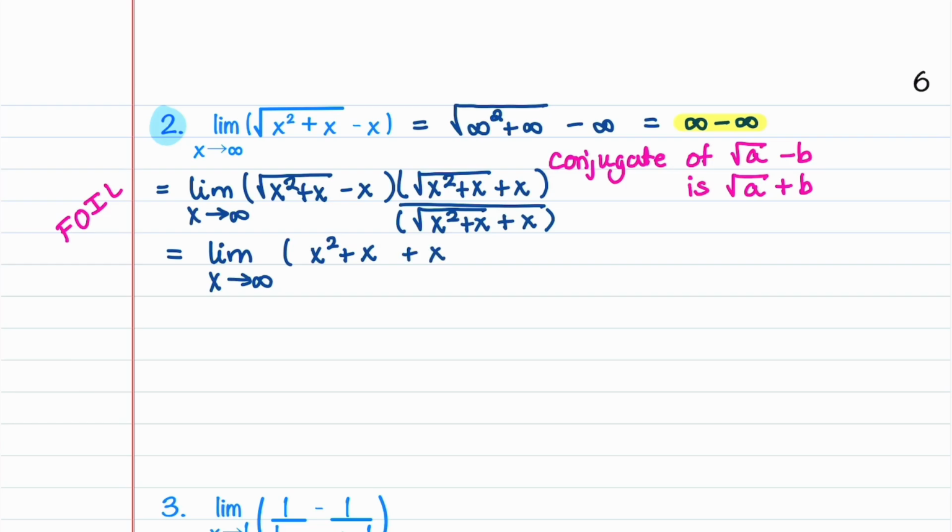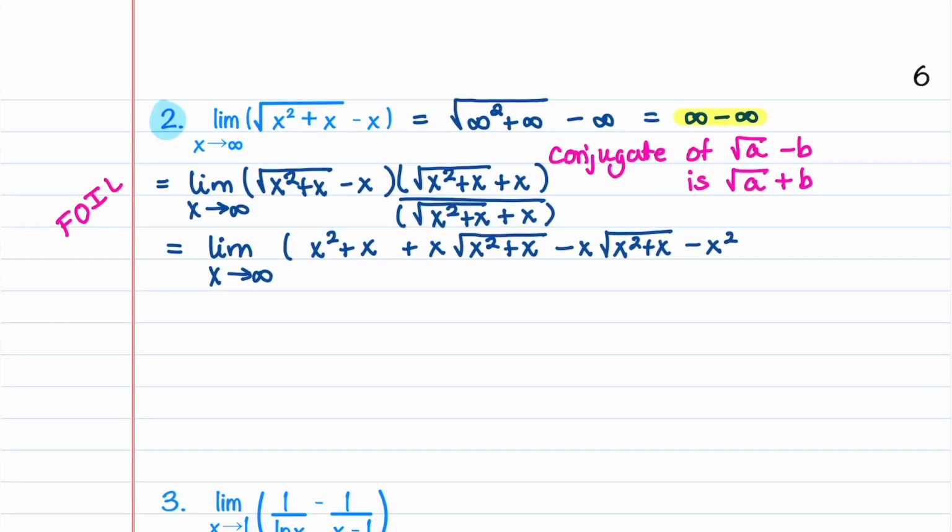So we get an x times the square root of x squared plus x. Now we're going to multiply the inner terms, so this is a minus x times the square root of x squared plus x. That's nice. Those terms are going to cancel. And then we're going to multiply our last terms, which is minus x squared. And then all of this is divided by the square root of x squared plus x plus x.